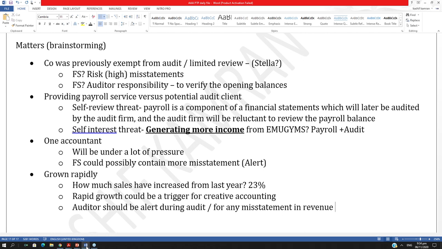Everyone? ISA 240 says revenue is a fraud risk factor. How much revenue has increased over the last year? 23. So can that be used as a creative accounting tool? Can you overstate your revenue to boost your profit? So the auditor should be alert during audit, right, for any misstatements in revenue. So grown rapidly should be looked for in a skeptical manner, right?